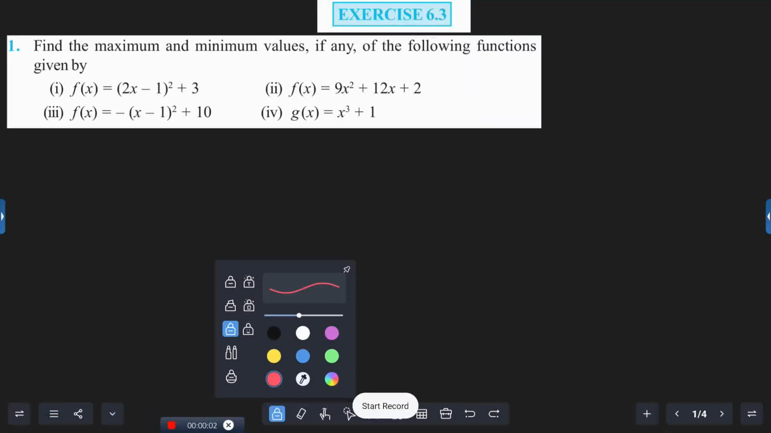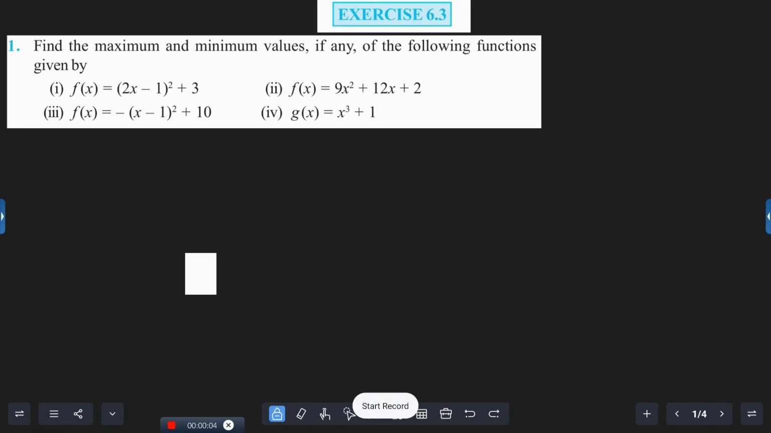Children, listen. Today we are going to see exercise 6.3. Exercise we are going to start. What they are telling: find maximum and minimum values, if any, of the following functions given.